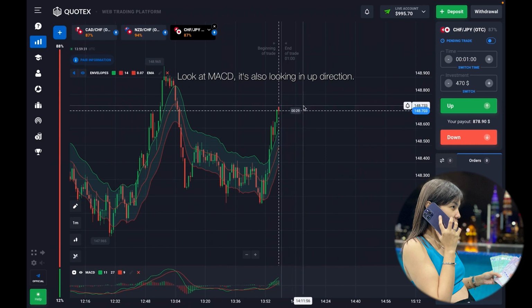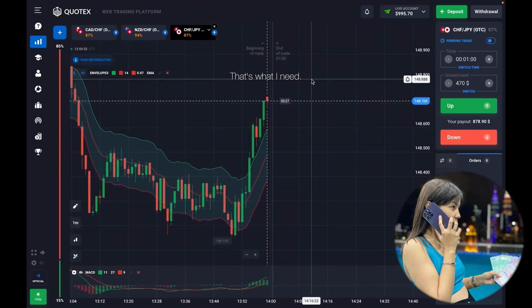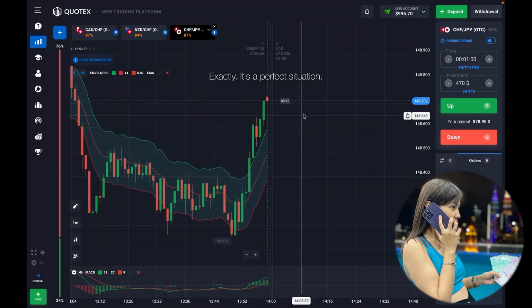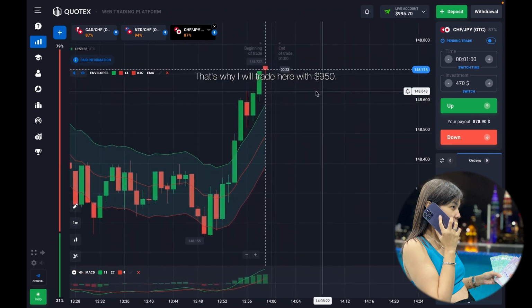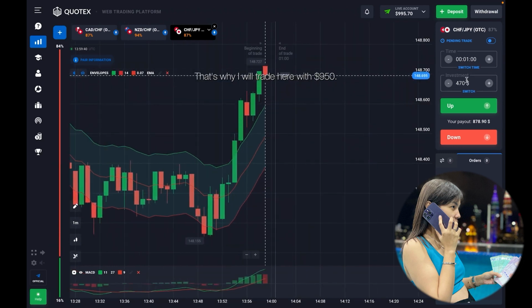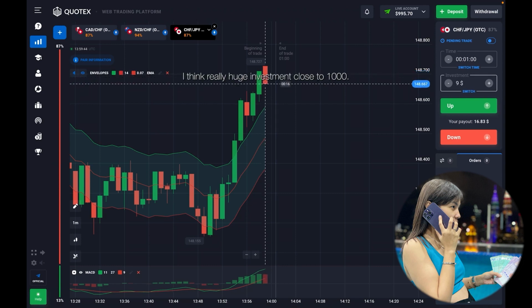Look at MACD, it's also looking in an up direction, and that's what I need. So exactly, it's a perfect situation, and that's why I will trade here with $950. I think it's a really huge investment, close to $1,000. So we'll be ready for a put option.